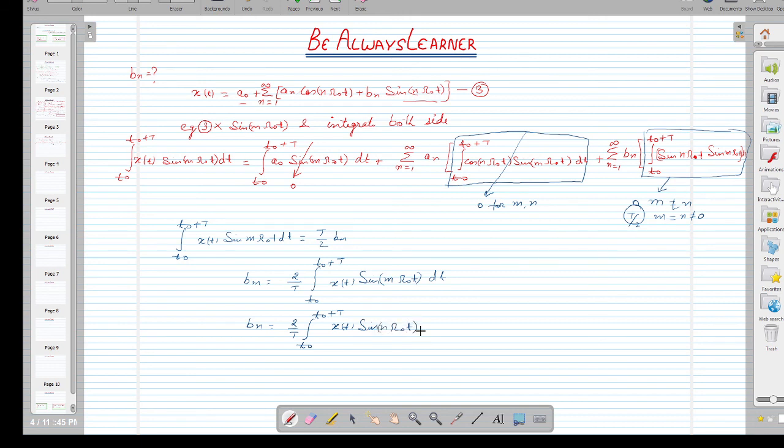We can also write it in this way. So this is another Fourier coefficient we wanted to calculate. So we are able to calculate the value of a naught, the value of an and the value of bn. So these are the requirements for getting any kind of analysis. So this is the derivation.